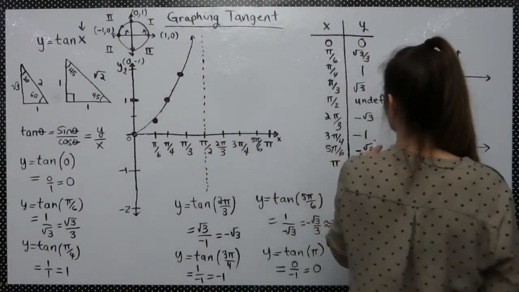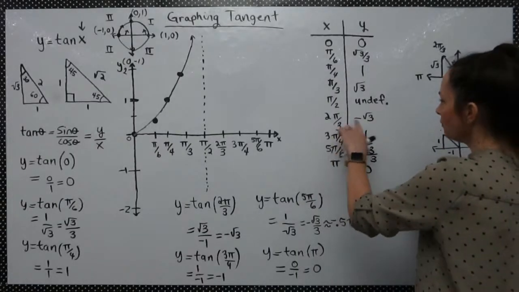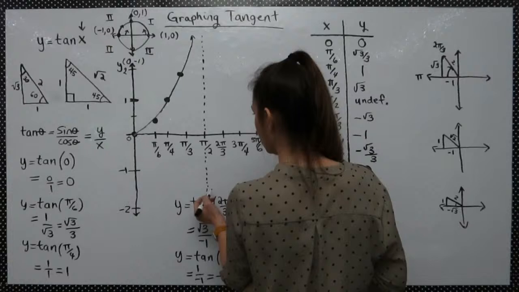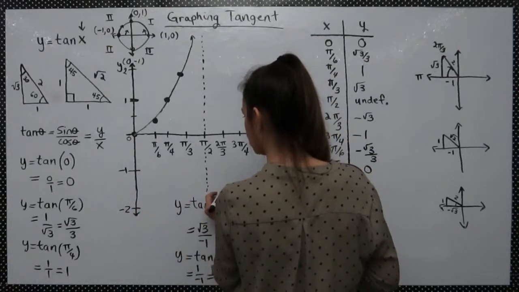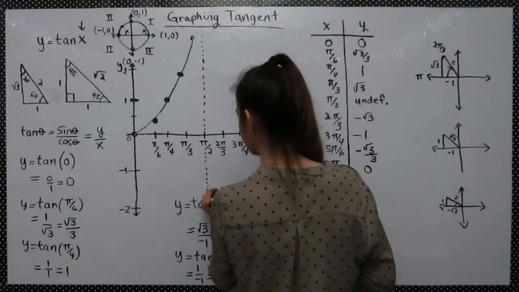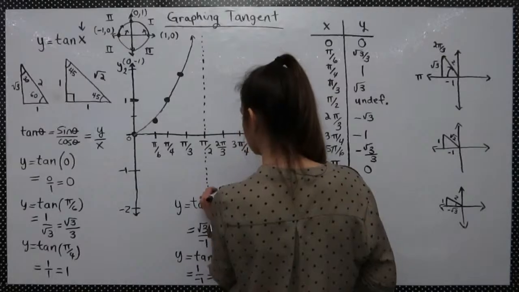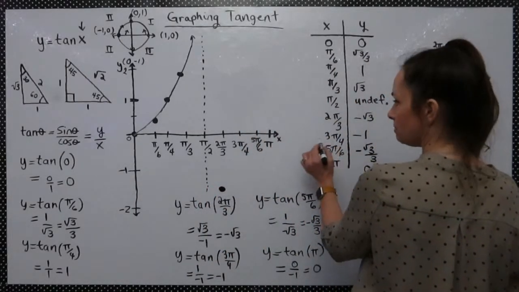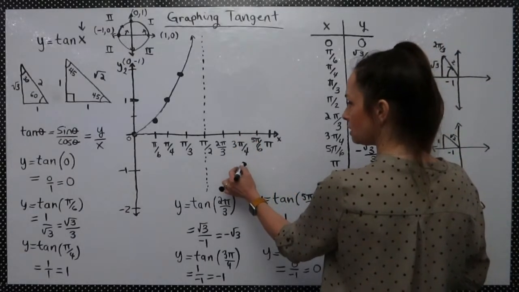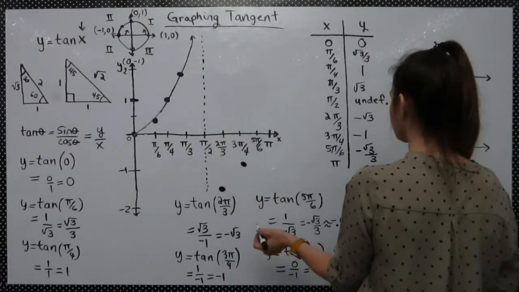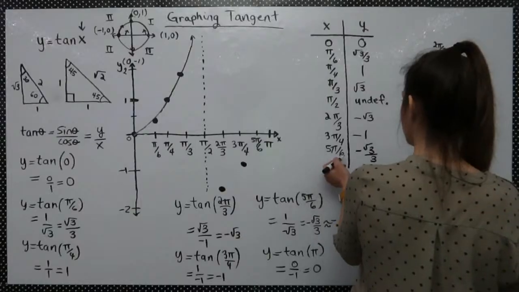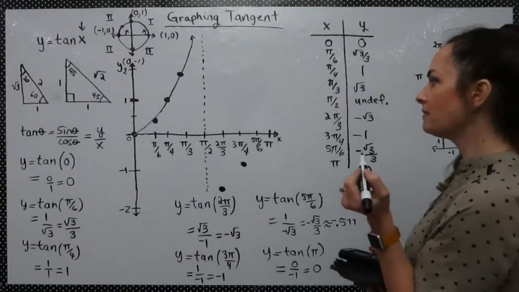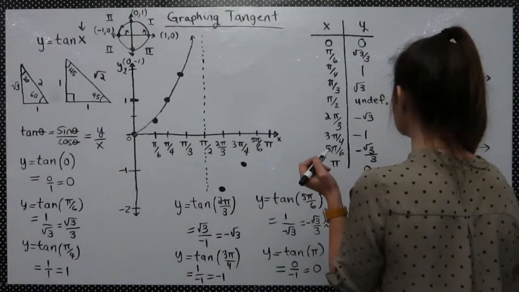All right, so where was I? Over here, negative radical 3 is almost at -2 down here. So I have this point over here. And then I have -1. So at 3 pi over 4, I'm back up to -1. 5 pi over 6 was that point, that -0.57 or whatever it was.